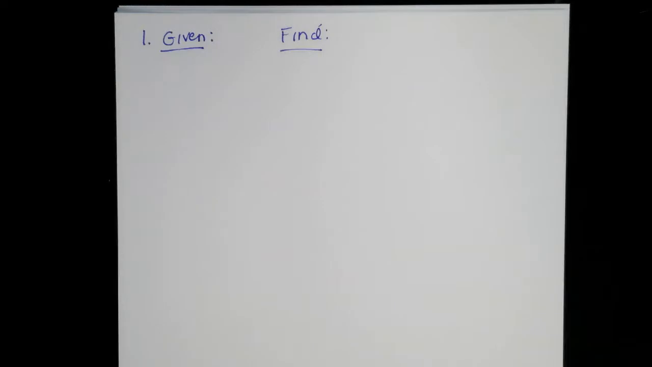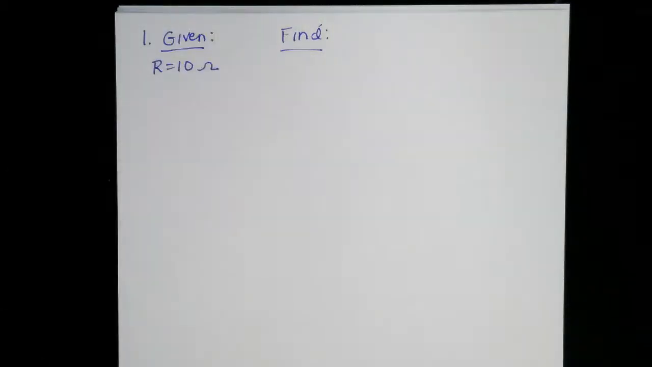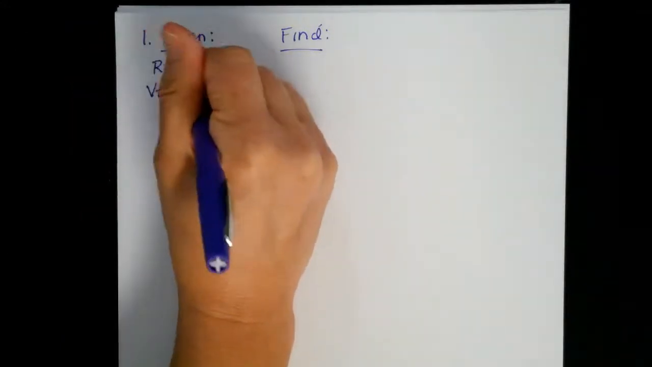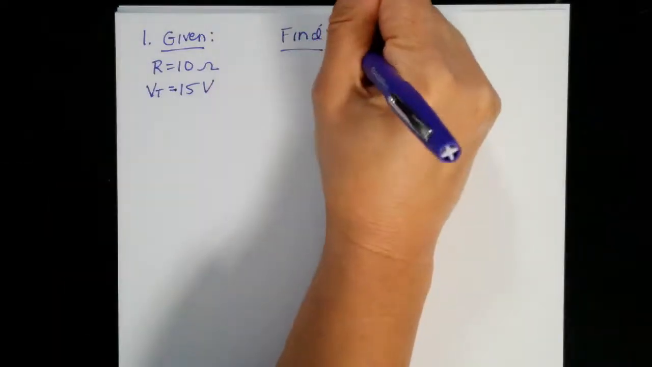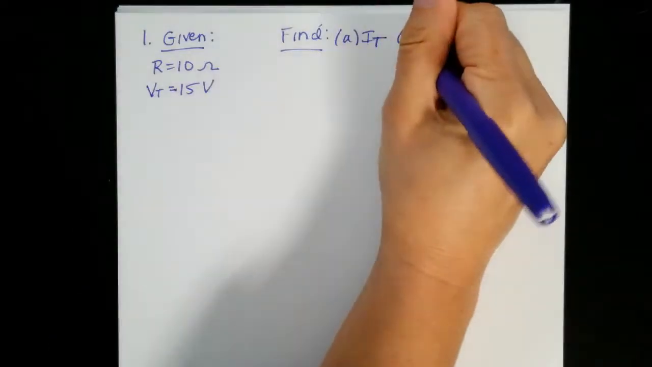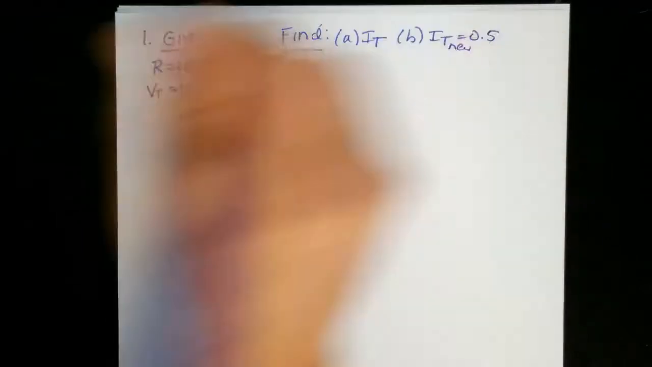So when I read the problem, it says a lamp having a resistance of 10 ohms, so R is 10 ohms, is connected across a 15-volt battery. So the battery, which is the total voltage, we're going to say is 15. What is the current through the lamp? So I want to find IT. And what resistance must be connected in series with the lamp to reduce the current to 0.5? So we actually want a new IT, which is 0.5. So not in that part.